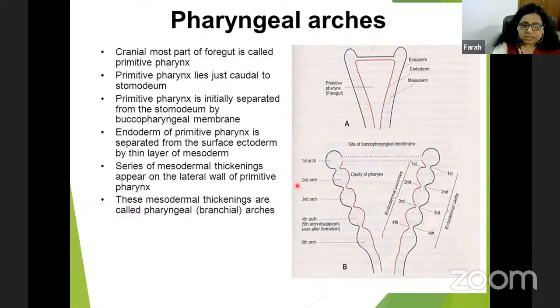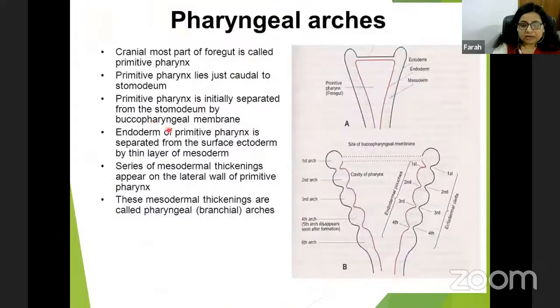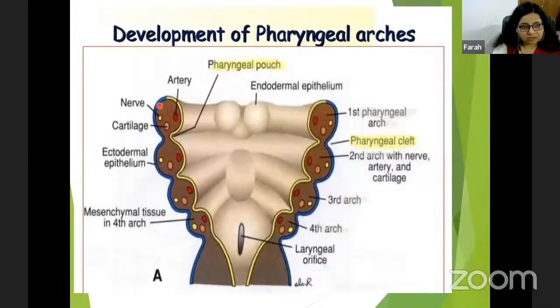Now these mesodermal thickenings have been named as pharyngeal arches. They have been numbered from first to sixth: first, second, third, fourth, fifth, and sixth. Initially, they are six in number, but the fifth one retrogresses and just five of them remain, and they are responsible for various derivatives which are formed by these arches. So this is a view where you can appreciate the pharyngeal arches first, second, third, fourth, and sixth, and the pharyngeal pouch along with the pharyngeal cleft.